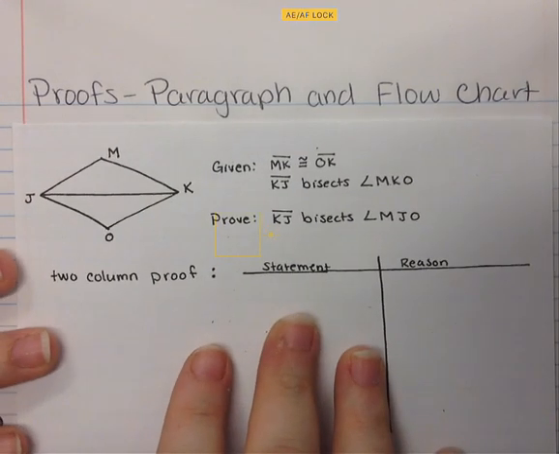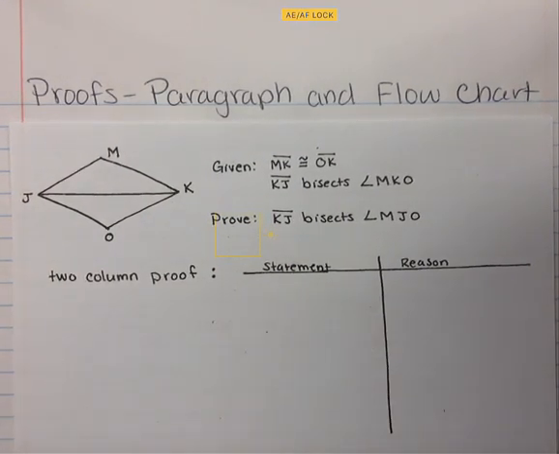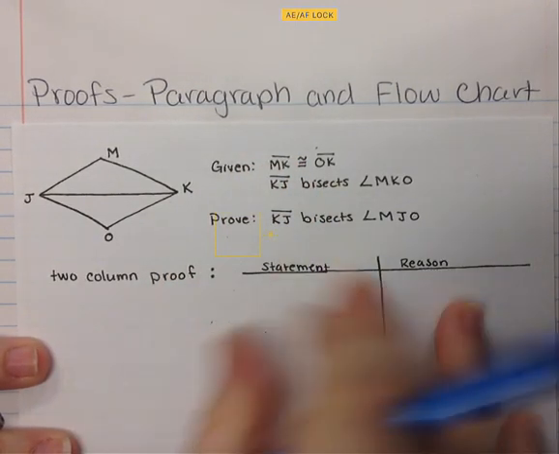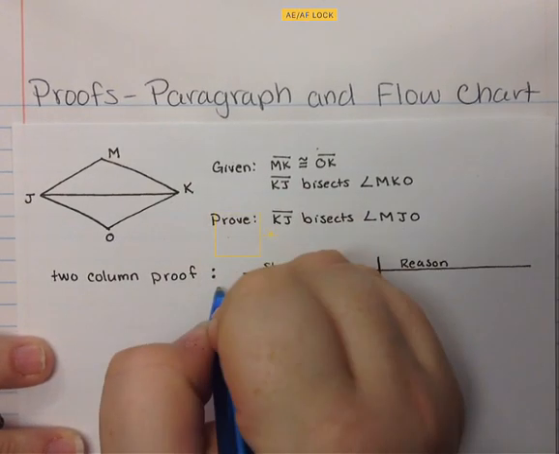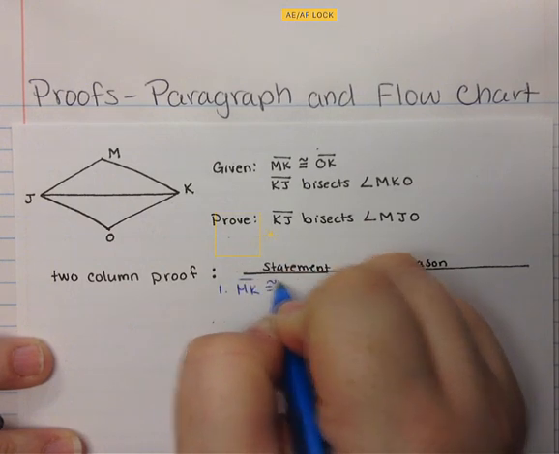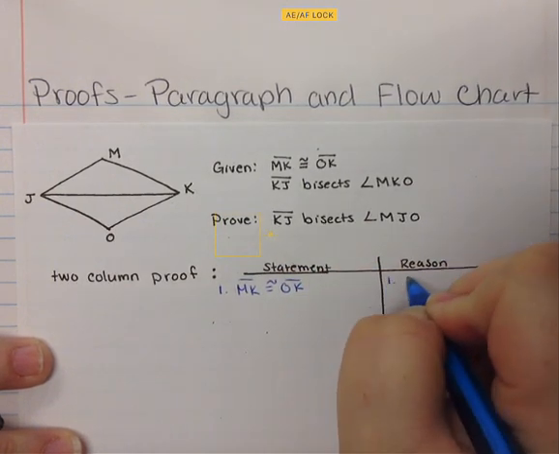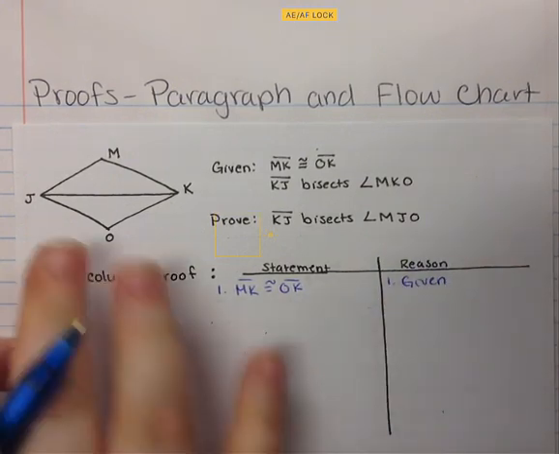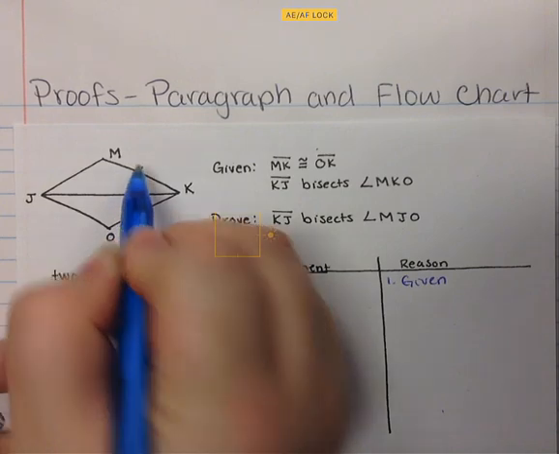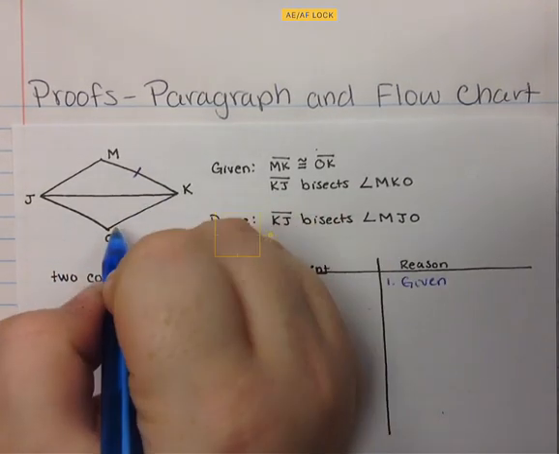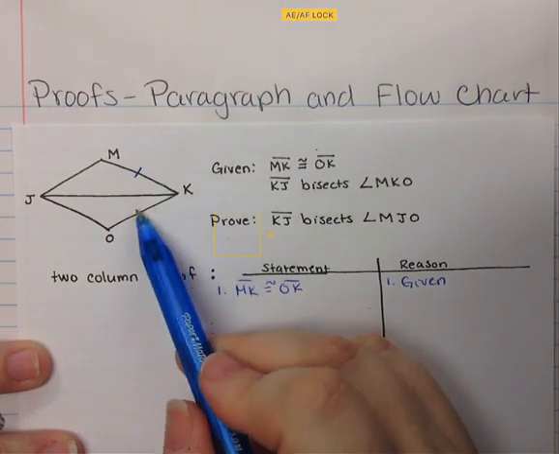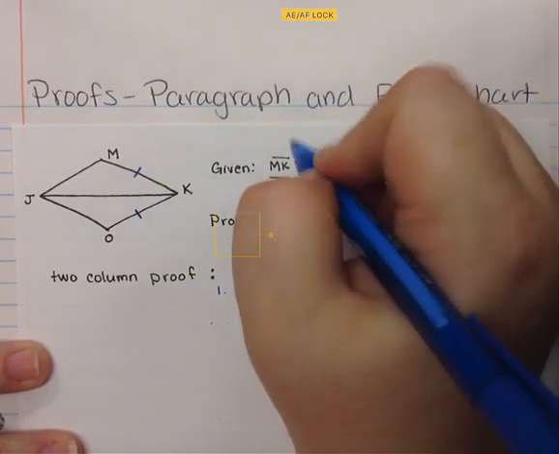So I always start with the 2-column proof just so that I know what my statements are. As always, we start with our givens. There are no numbers, so I need to make sure I number them. So statement 1 is that segment MK is congruent to segment OK. And the reason 1 is that it's given. I need to go to my picture and mark that. So segment MK, I put a tick mark on it, is congruent to segment OK. So O to K. I have it in my proof. I have it marked on my picture. It says it's congruent, so I can put a check mark.